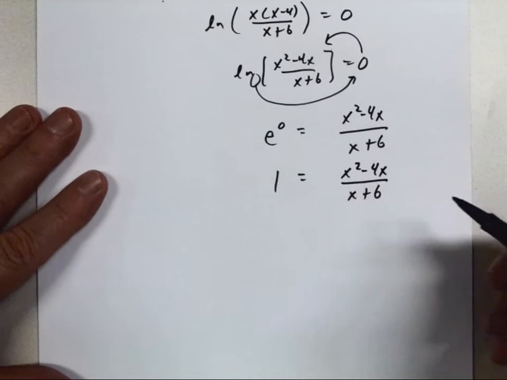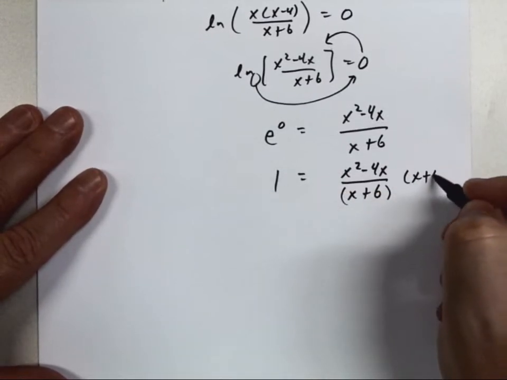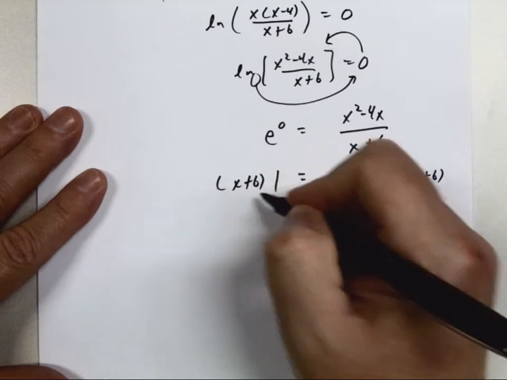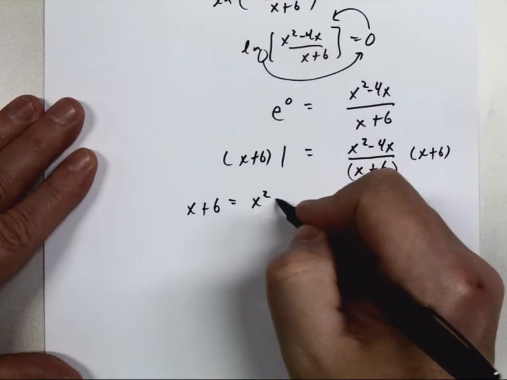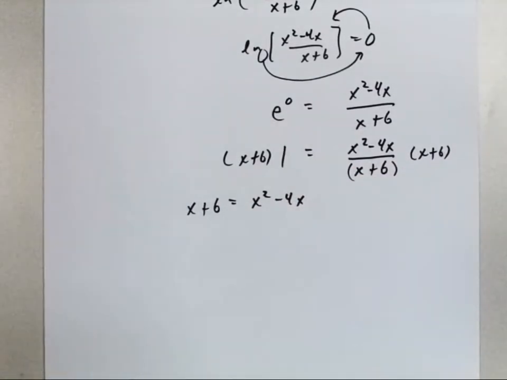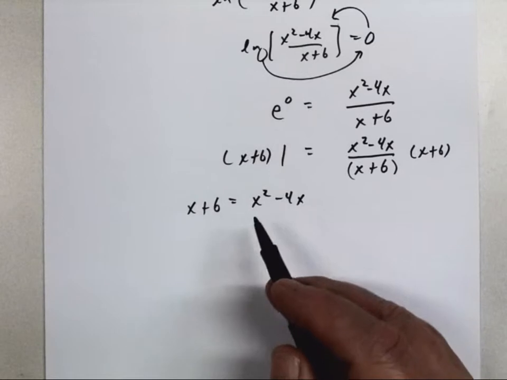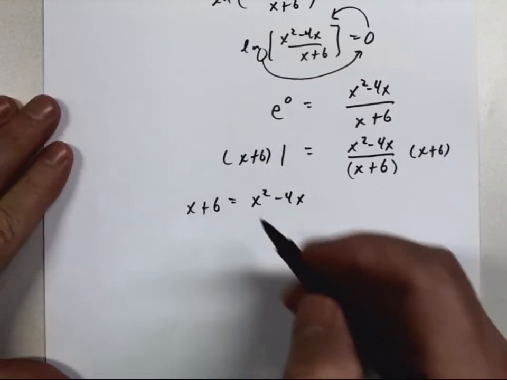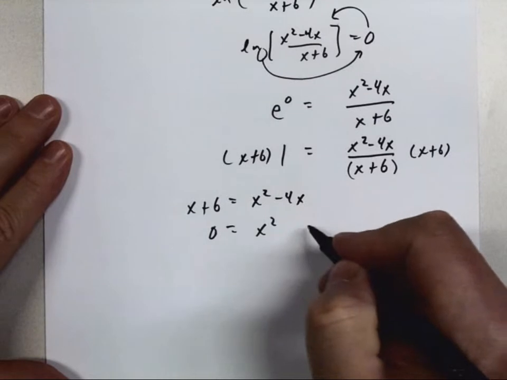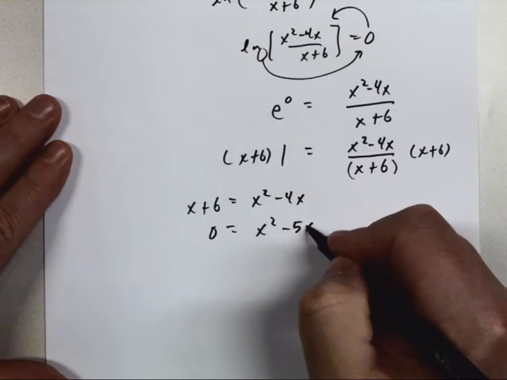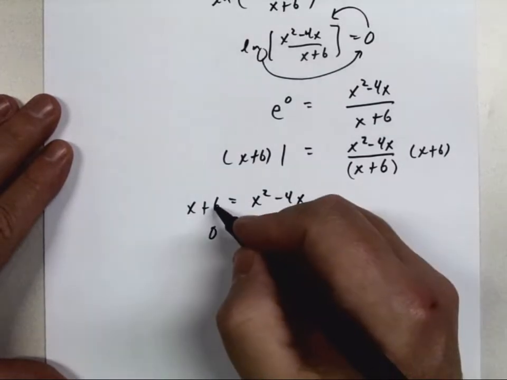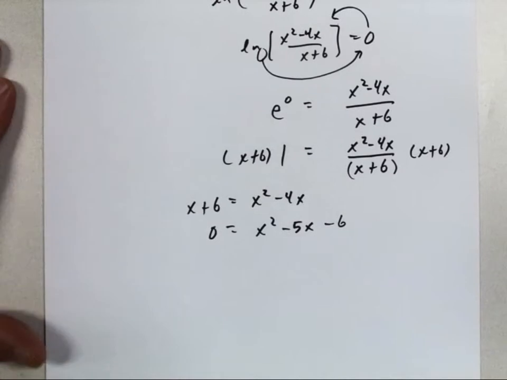Now to solve this, let's get rid of the fractions. Multiply both sides by x plus 6. x plus 6 equals x squared minus 4x. This looks like a quadratic equation. Let's get everything on the right-hand side to solve it. So I'm going to subtract x from both sides, which leaves a negative 5x. Then subtract 6 from both sides.